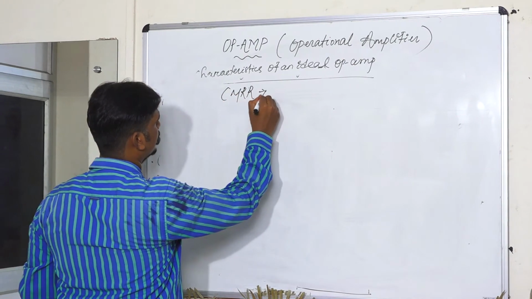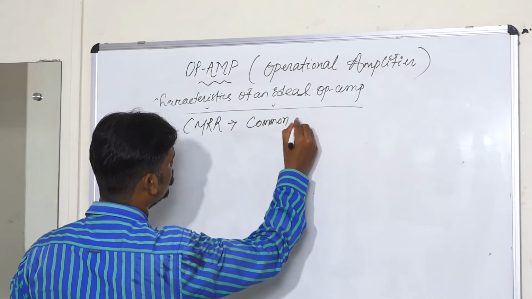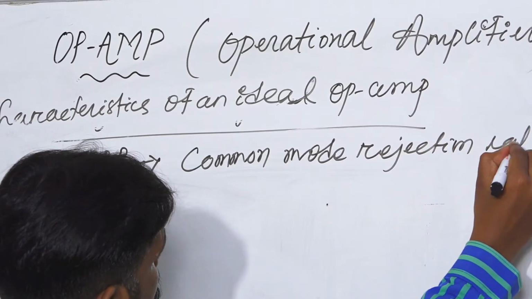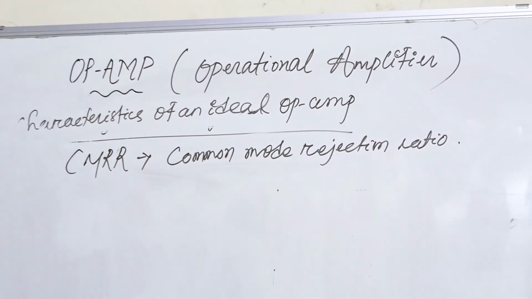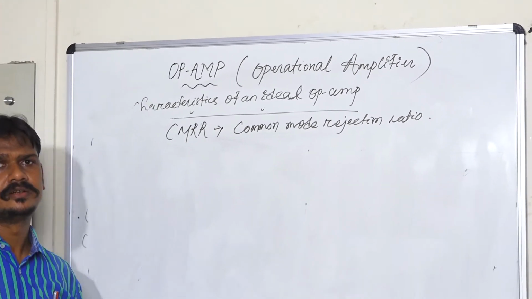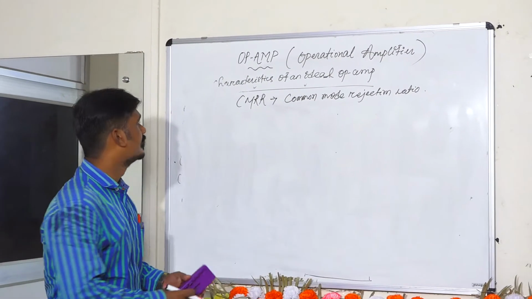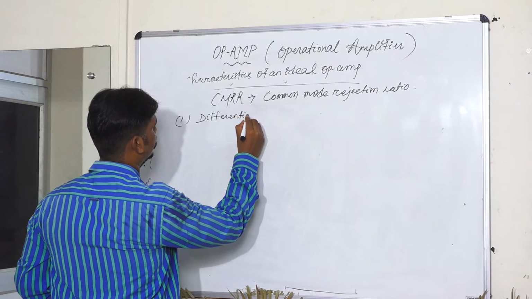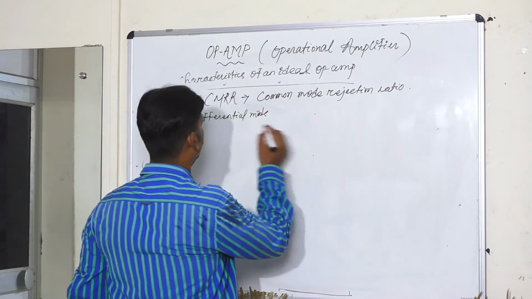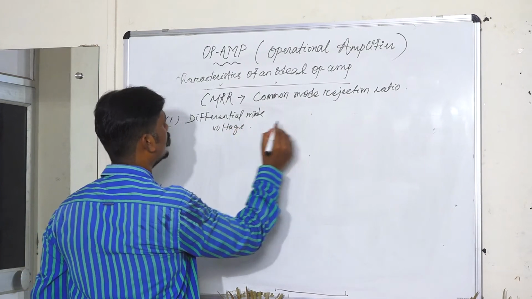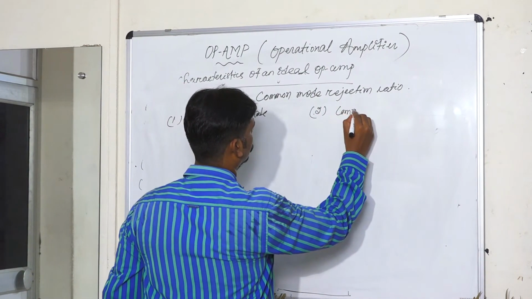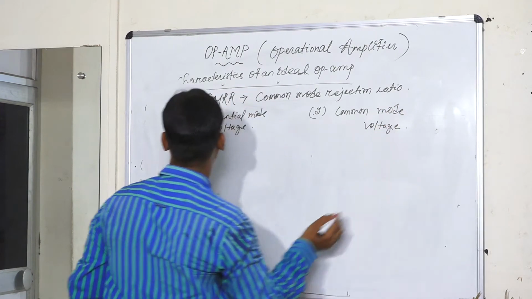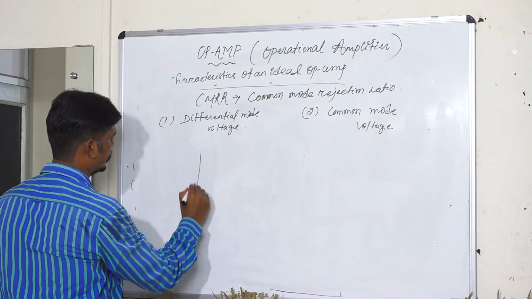So CMRR stands for common mode rejection ratio. Actually, the input voltage to a differential amplifier is of two types. One is differential mode voltage and another one is common mode voltage. So what is differential mode voltage?